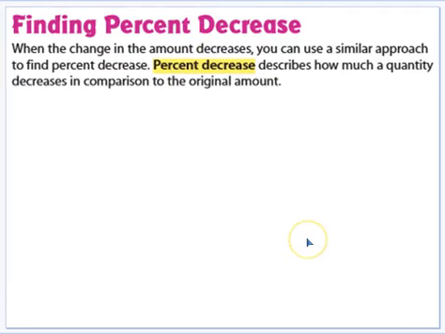So finding percent decrease. When the change in the amount decreases, you can use a similar approach to find percent decrease. Percent decrease describes how much a quantity decreases in comparison to the original amount. So class, I'm going to let you know this right now. Percent decrease is the same exact thing as a percent increase. You do it the exact same way, except a percent increase goes up, a percent decrease goes down. Increase up, decrease down. Okay?